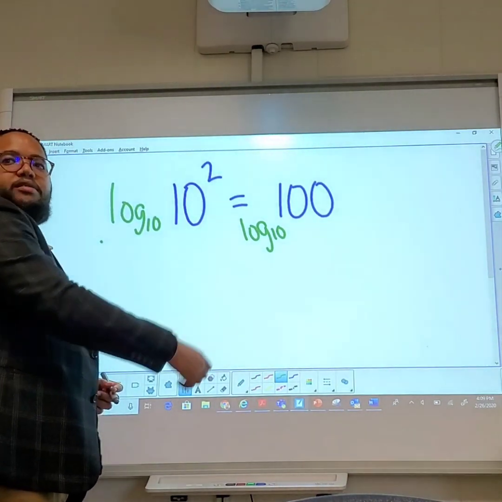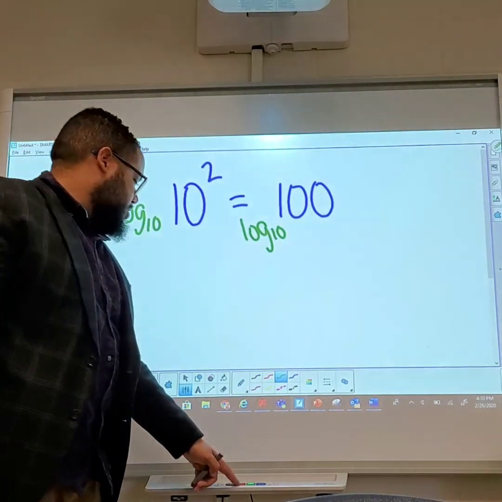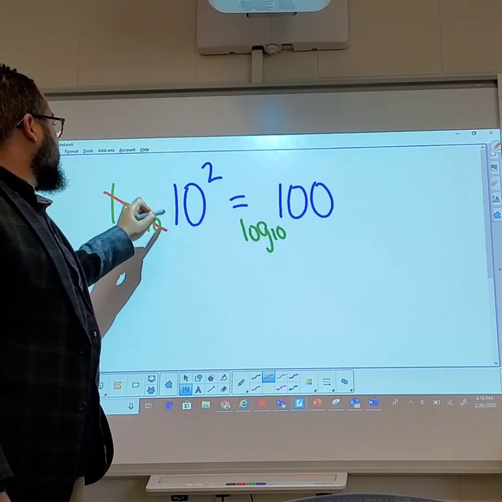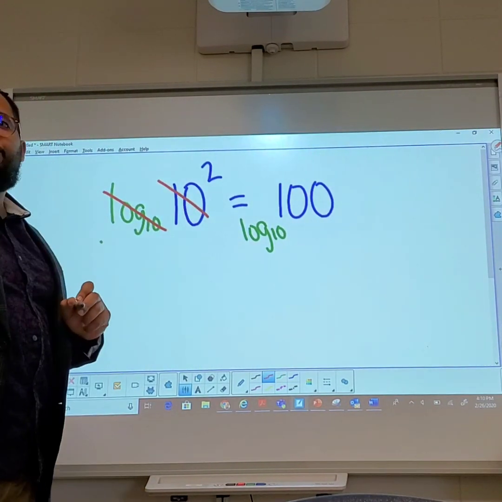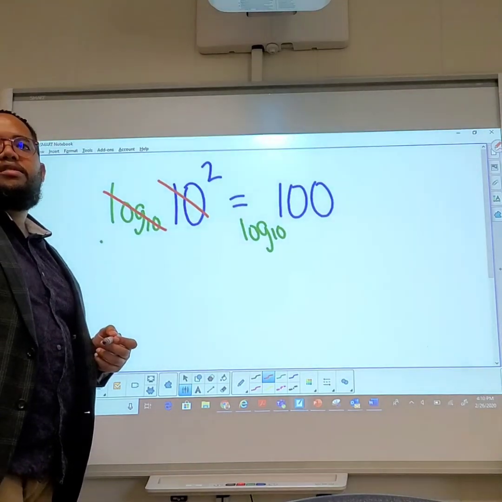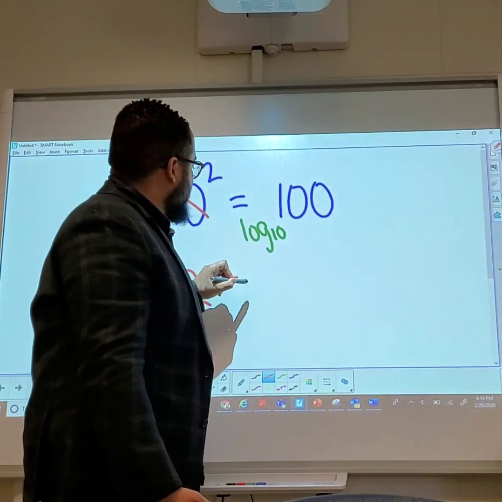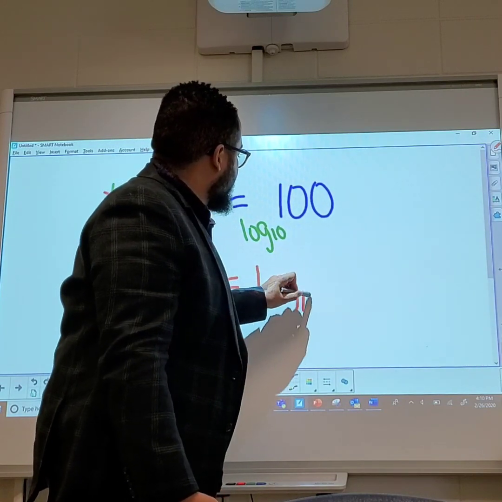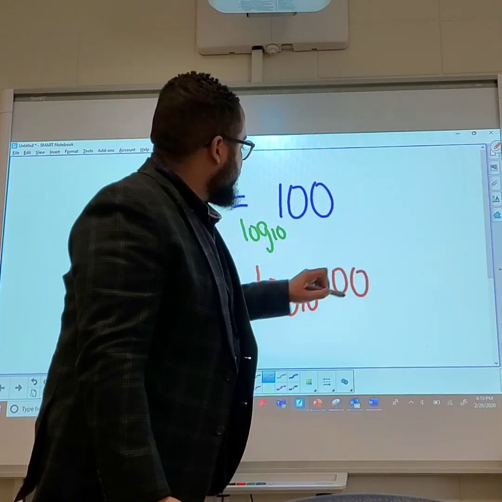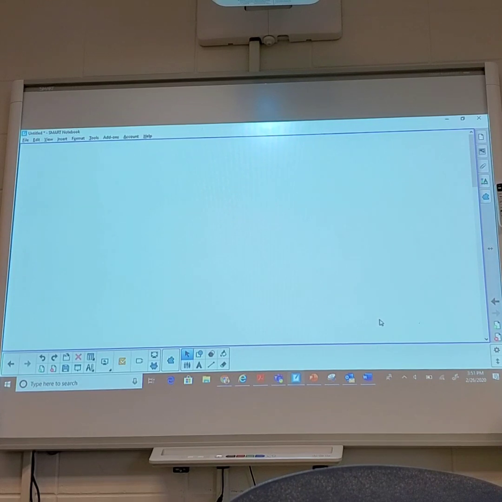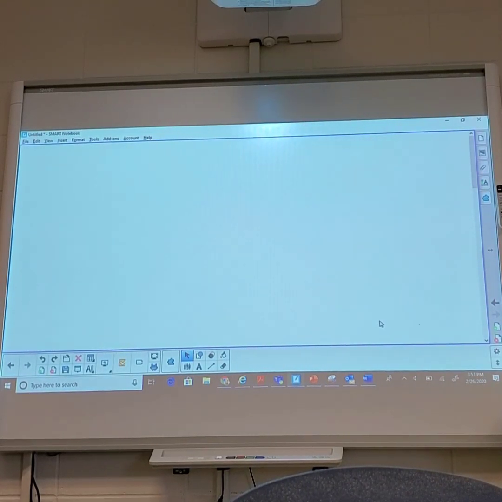Whatever you do on one side, you do to the other side. So that and that cancel each other out because they're opposites. And so you're left with 2 equals log base 10 of 100. From a log form to exponential form.